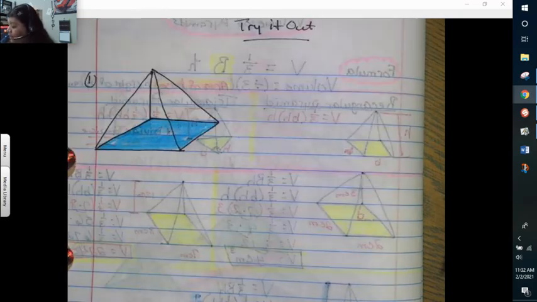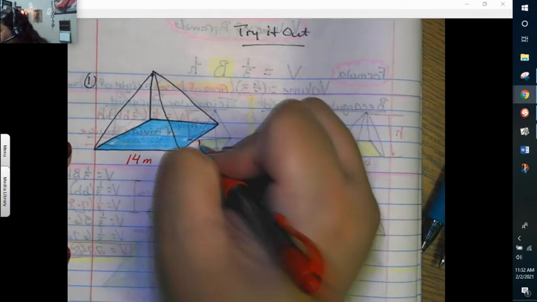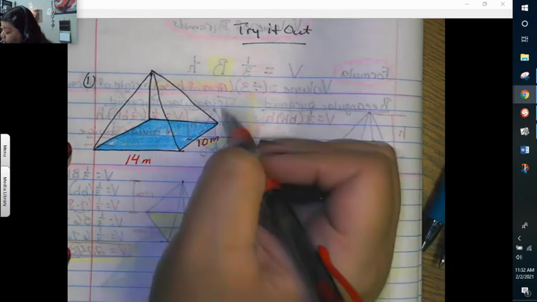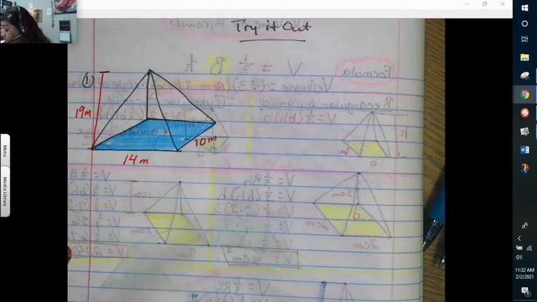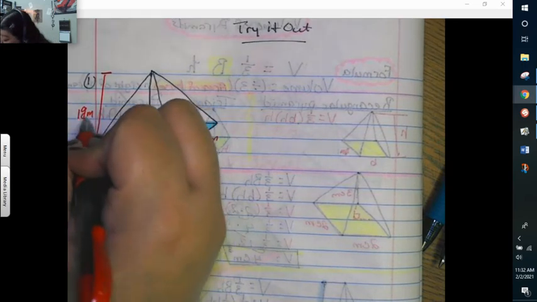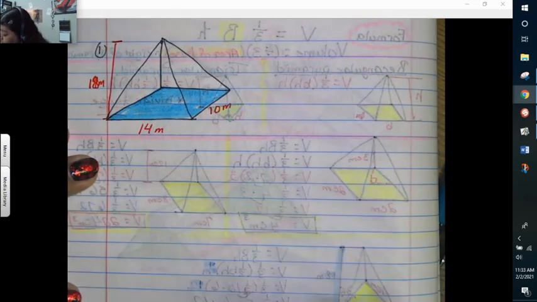Okay, and then the numbers. Let's say this is a 14 meter by 10 meter, and it is from here to here, it is 19 meters. Okay, actually 18. We'll make this 18. 18 meters. Okay. All right, and then let's do the triangular one.